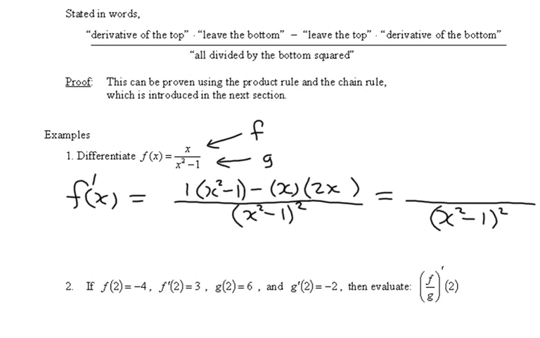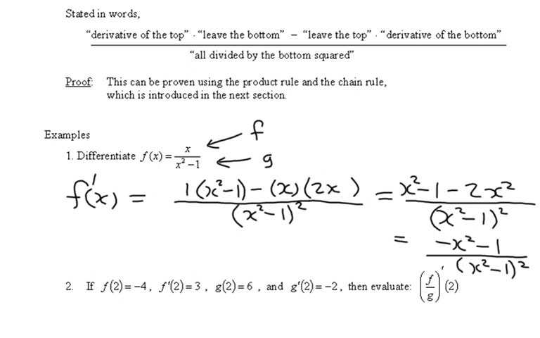But in the numerator, what will I get? 1 times x squared minus 1, and then minus 2x squared. Simplifying that even further, I get negative x squared minus 1, over x squared minus 1 squared.